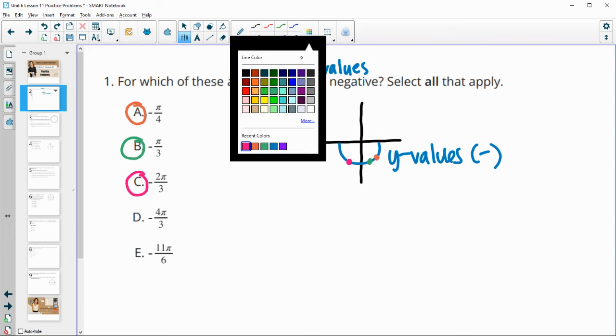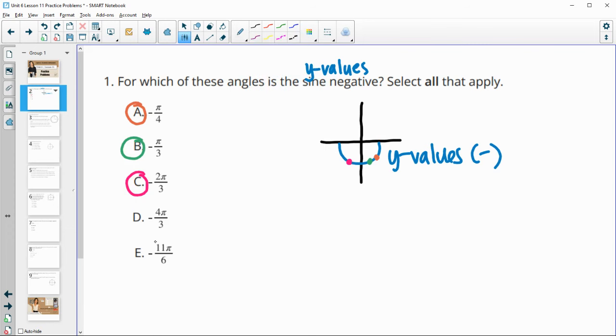Sign would be negative. Negative 4 pi over 3. So here's 1 pi over 3, 2 pi over 3, 3 pi over 3. So negative 4 pi over 3 would be right here. And that is in the second quadrant. So the y value would be positive, or the sign would be positive.